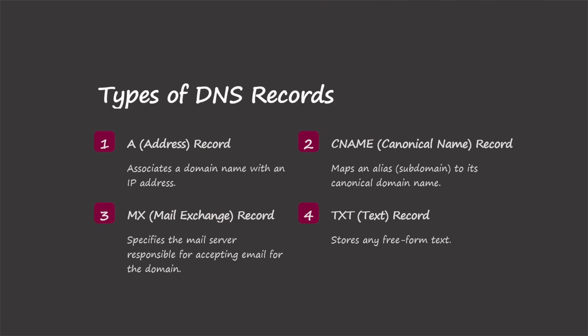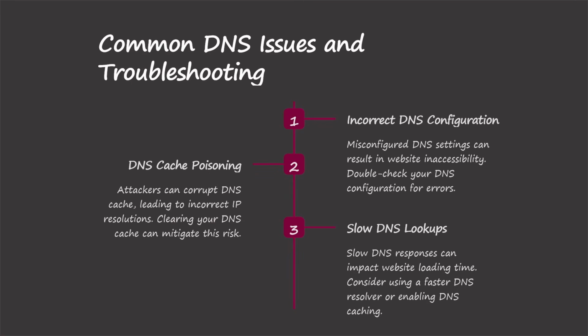Types of DNS records: A address records, CNAME canonical name records, MX mail exchange records, and TXT text records. An A record associates a domain name with an IP address. CNAME maps an alias to its canonical domain name. MX mail exchange records specify the mail server responsible for accepting mail for the domain. And a TXT record stores any free form of text.